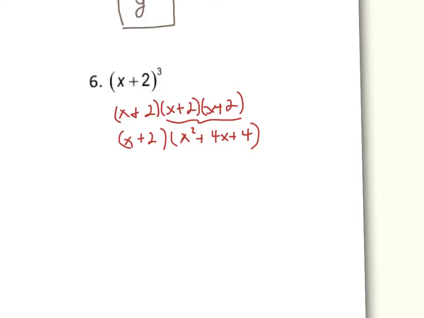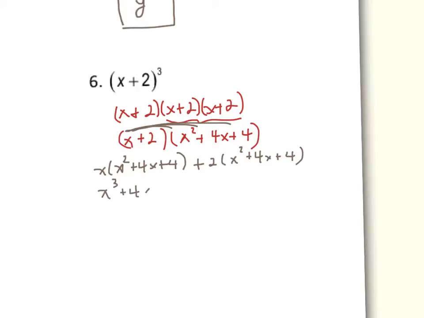Here's where the step that maybe is a little bit different comes into play, and this is what I call double distribute, where you take the x and you multiply it times everything inside the second parentheses. Second thing, you take the 2 and you multiply it times everything in the parentheses. So then I get x to the third plus 4x squared plus 4x for the first thing. I distribute this, and then I got 2x squared plus 8x plus 8.